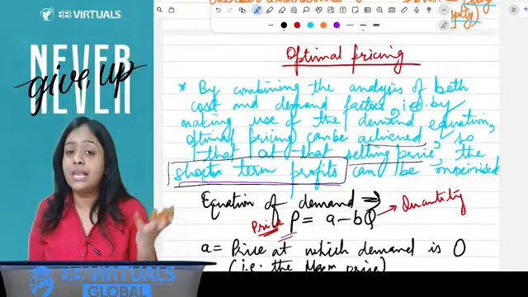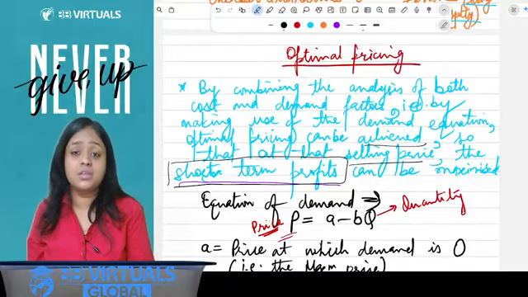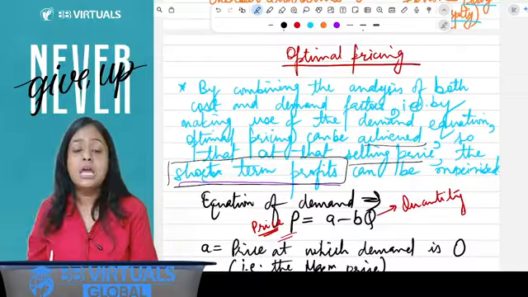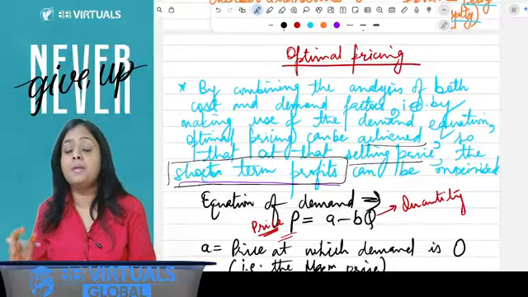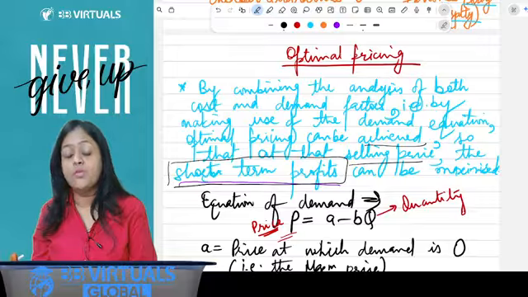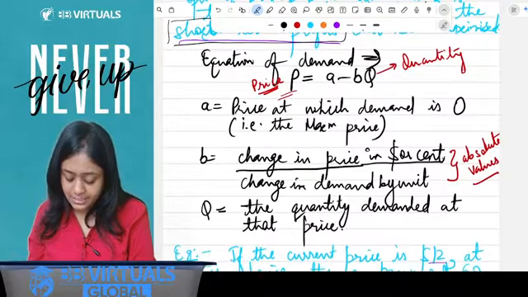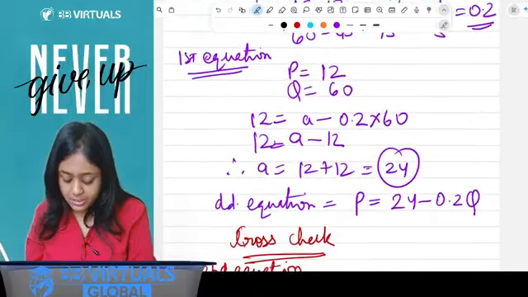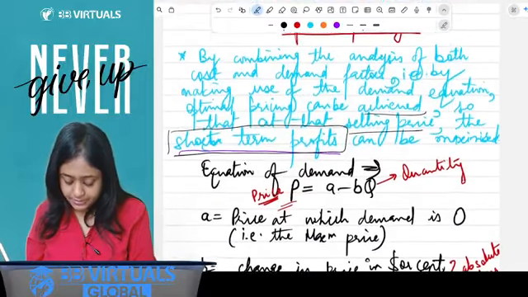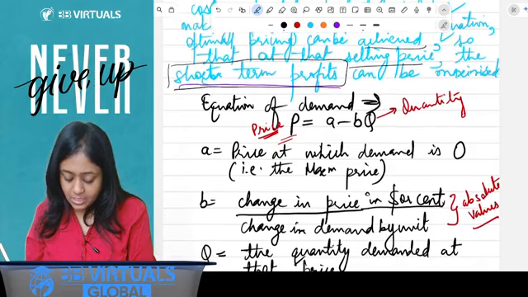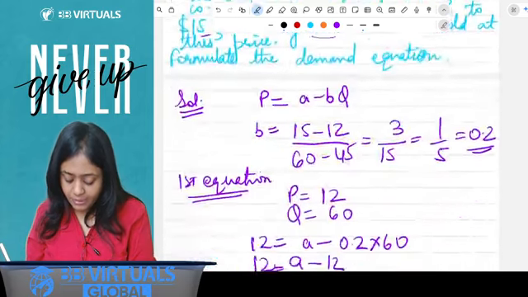That means I will calculate marginal cost, that is the variable cost of producing the product, and the marginal revenue. That simply means what is the incremental revenue of selling one extra unit, and that is represented by A minus BQ. Now, the equation of demand we have already discussed.